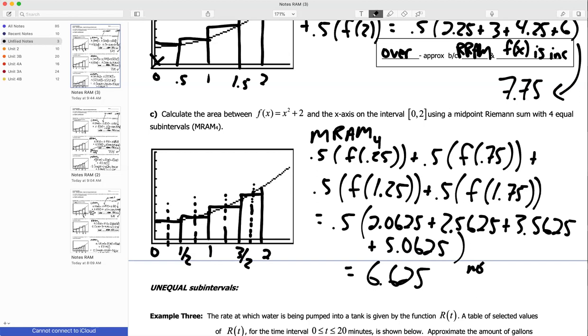And there is no under or over on a midpoint. Okay, they're not going to ask you about that. They might ask you about a left Riemann sum or a right Riemann sum, but not on a midpoint. They're not going to ask you whether it's an overestimation or underestimation.